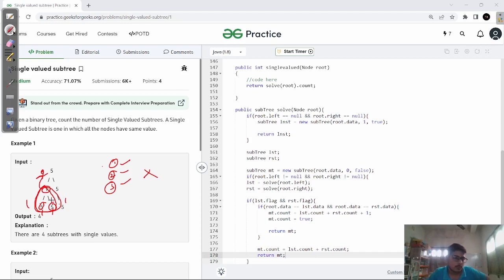Okay. So the answer is this one. This 5 gives 1, this 5 gives 1. So 2 is the result. But if I am a single value subtree, I will give 2 plus 1. Otherwise, I will give only 2 because I have 2 single value subtrees. I will give it to my ancestor. But if I am not a single value subtree, my children are single value subtrees, I will give their sum, 2. Okay. So I hope you understood.